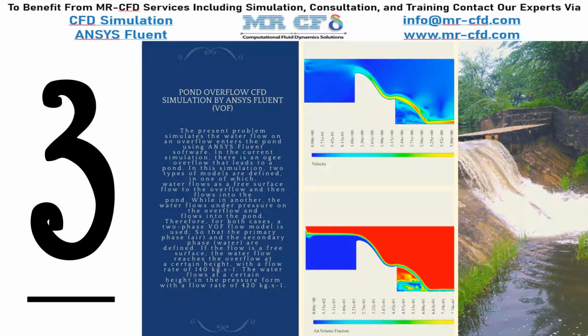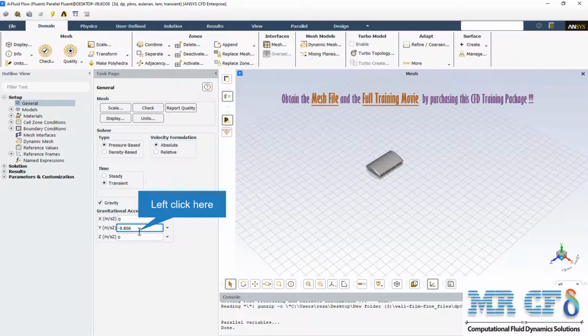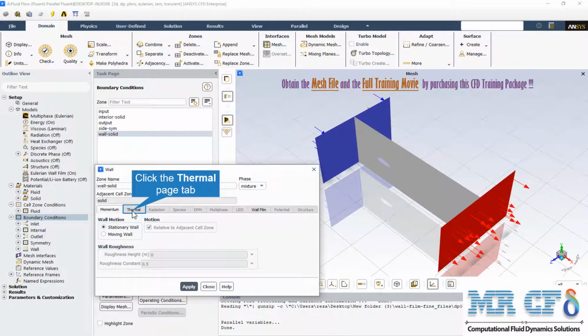applying the VOF model. The present problem simulates the icing on the surface of the airfoil body using ANSYS Fluent software. Also, the gravity effect on the fluid is equal to -9.81 along the y-axis. The airfoil wall is a stationary wall.